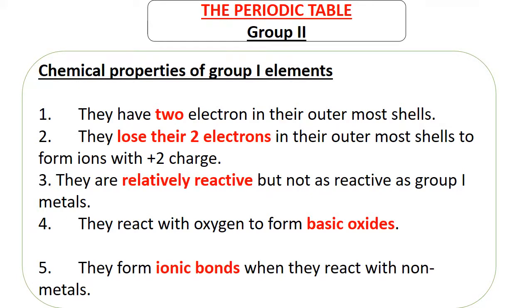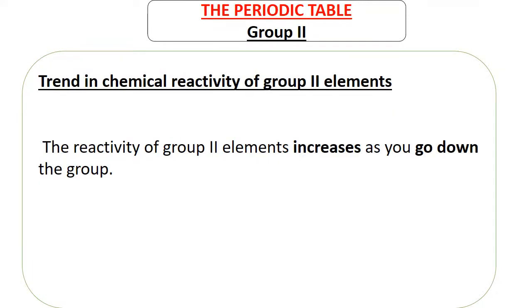They form ionic bonds when they react with non-metals, just like group 1 elements, which also form ionic bonds, especially when they react with group 7 elements. So now there's a trend in chemical reactivity of group 2 elements, and the trend is the reactivity of group 2 elements increases as you go down the group.